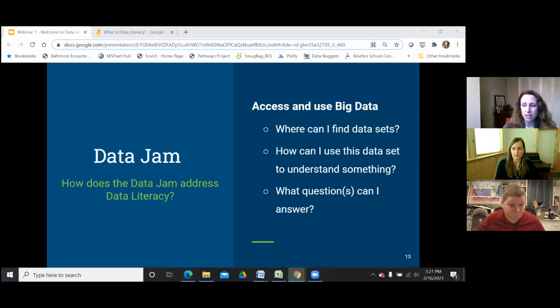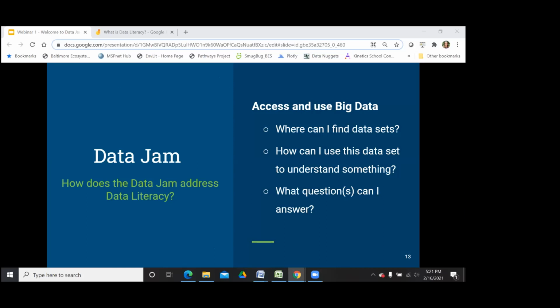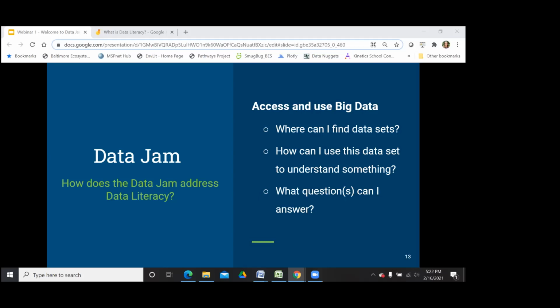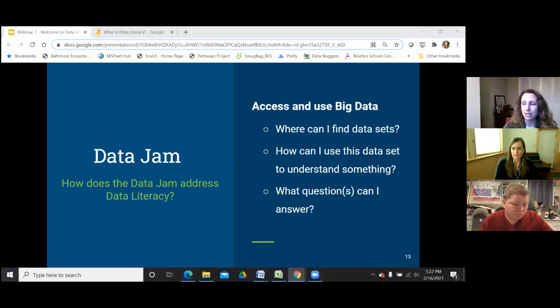So how does Data Jam address data literacy? There are 4 ways I'm just going to mention briefly here. The first is accessing and using big data. What we mean by big data are large data sets. These data sets are complex. They're not necessarily summarized in any sort of way. They may span years or decades even, as you'll see as you get into some of the CARI data sets that are available for Data Jam. So being able to access and use big data allows students to answer the questions of, where can I even find data sets? How can I use them to understand something? And what questions can I answer with this data?